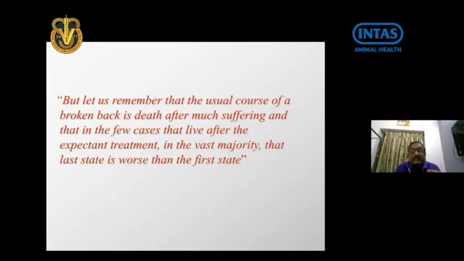Okay, it's a very sad statement. I should be putting this, but I'll put this. This is the fact of life. Let's remember that the usual cause of a broken back is death after much suffering. And that in the few cases that live after the expected treatment, in the vast majority, the last state is worse than the first state.